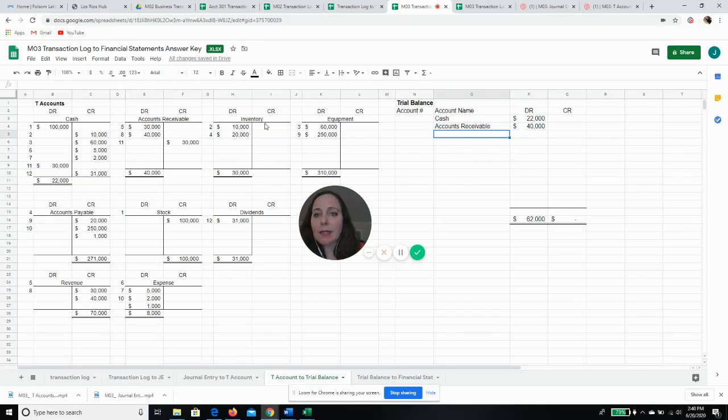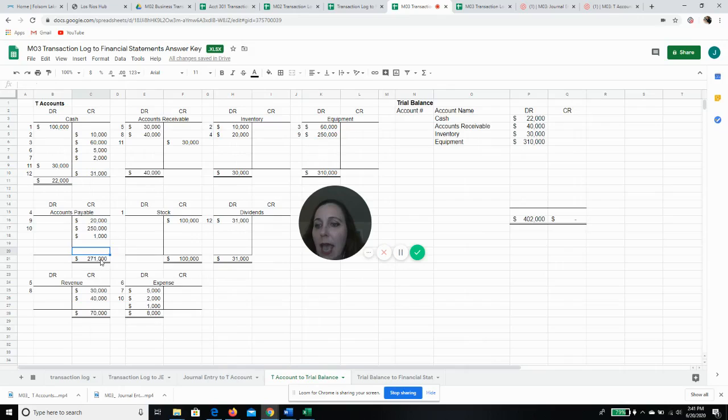Alrighty, so continue with our assets. Then we have inventory, and our ending balance was a $30,000 debit. Then we have equipment, and our ending balance was a $310,000 debit. Let me just show you where I'm getting these numbers. I'm just getting them from the numbers we totaled on our T accounts. All right, now that's it for my assets.